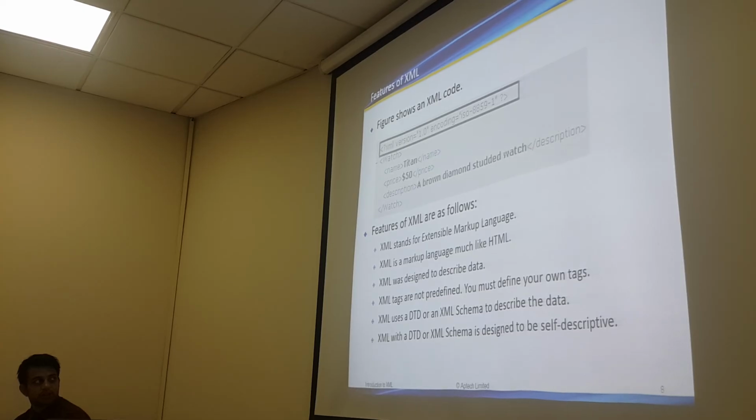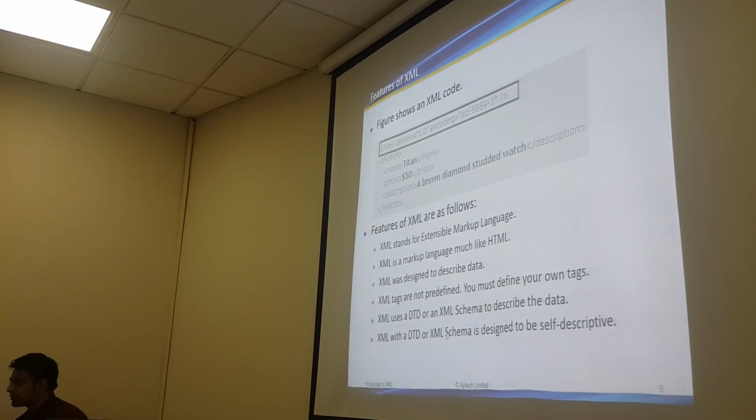So, for the time being, you can read these points. So, this will help you to learn XML further.